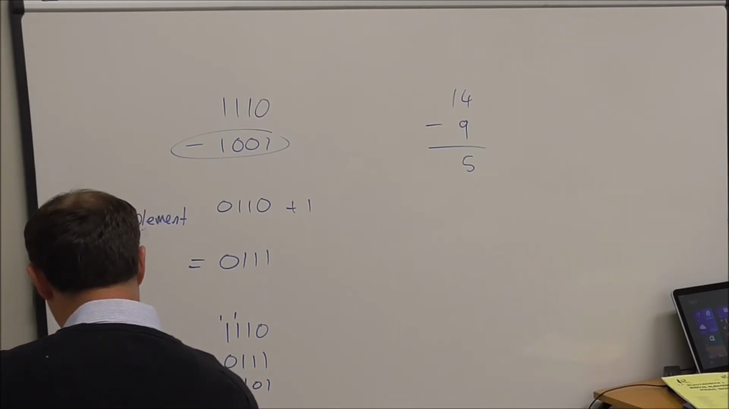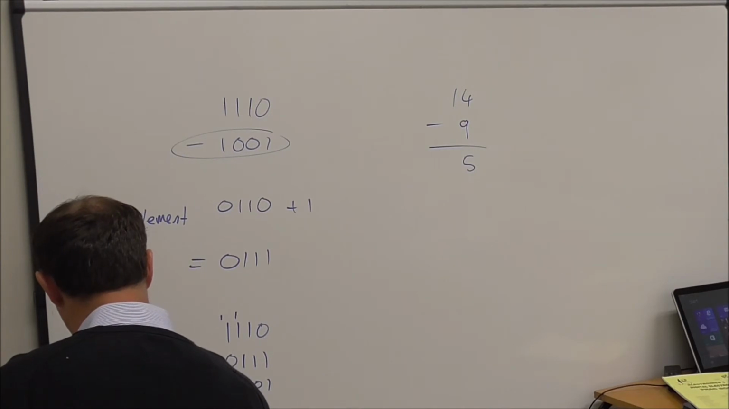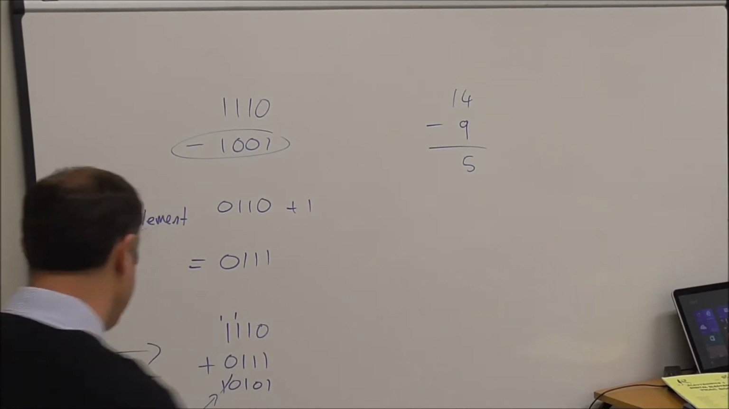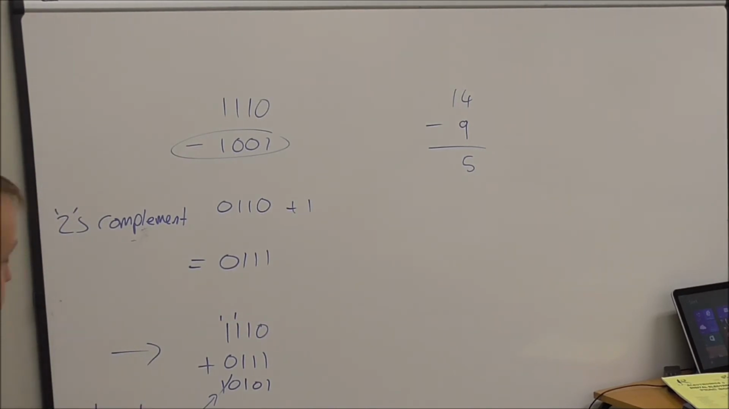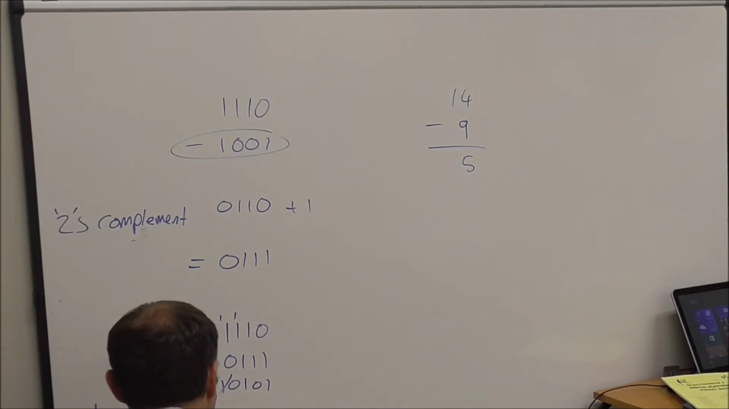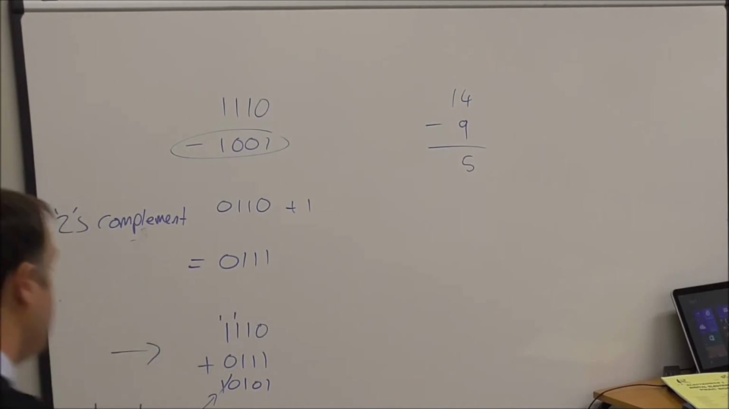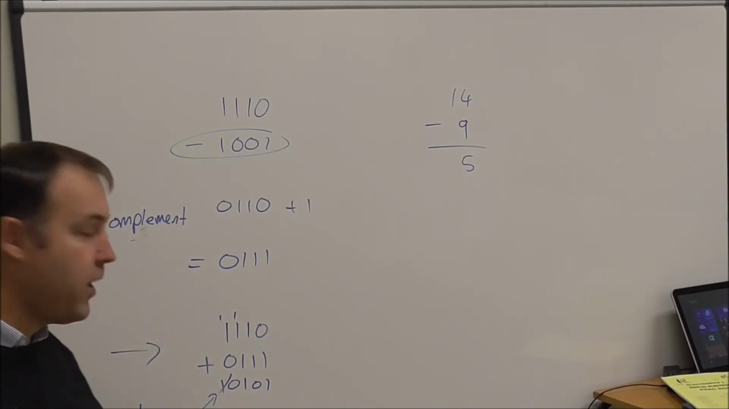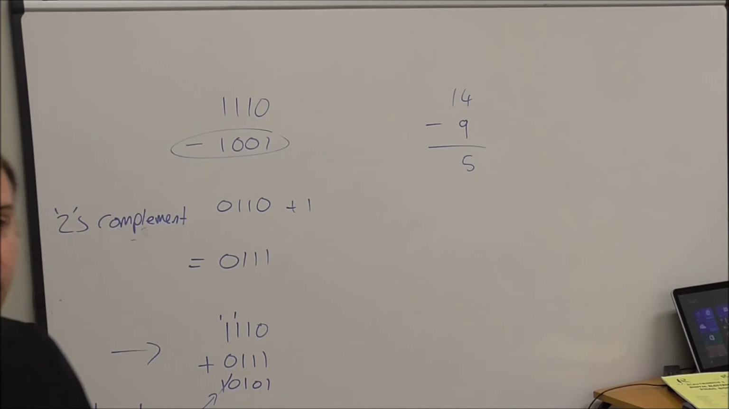So okay, you discard that preceding 1, and so the answer is 0, 1, 0, 1. And that checks out to be 5, doesn't it? 4 plus 1 is 5.